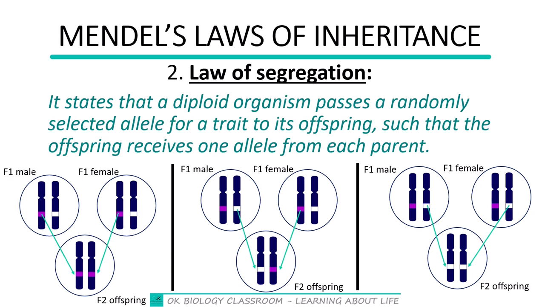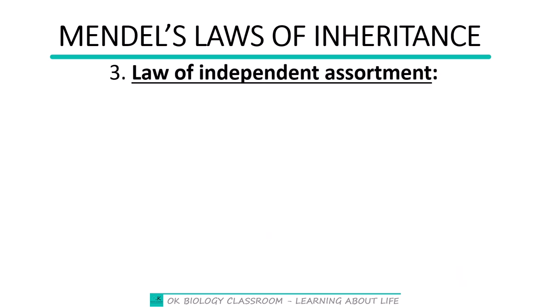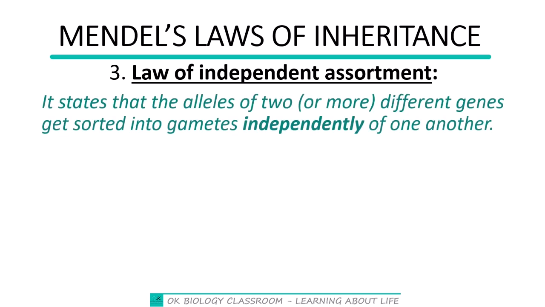Let us now move to the third law, the law of independent assortment. It states that the alleles of two or more different genes get sorted into gametes independently of one another. I will explain this law using an example outside Mendel's experiments.